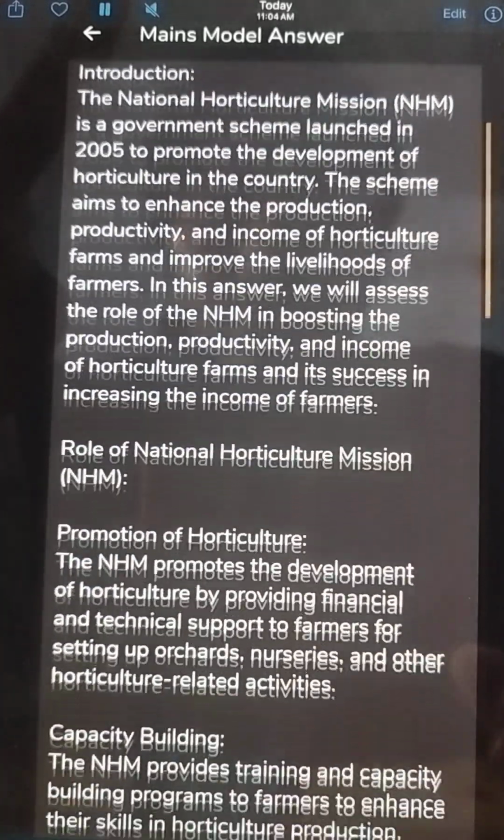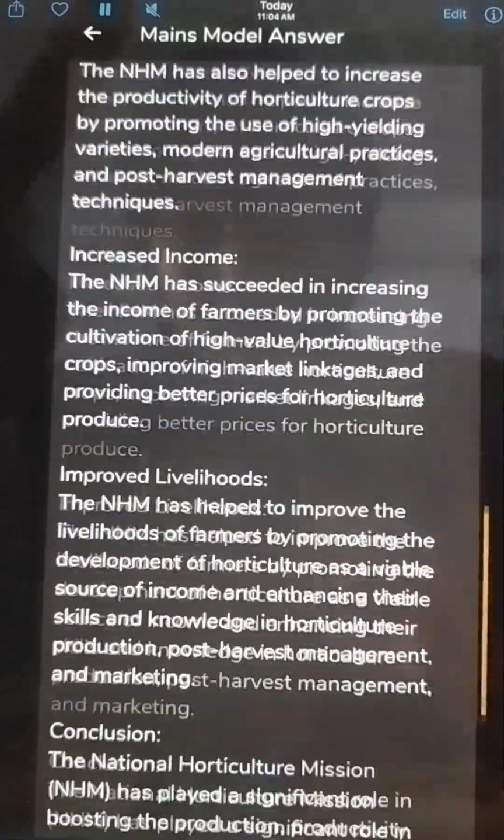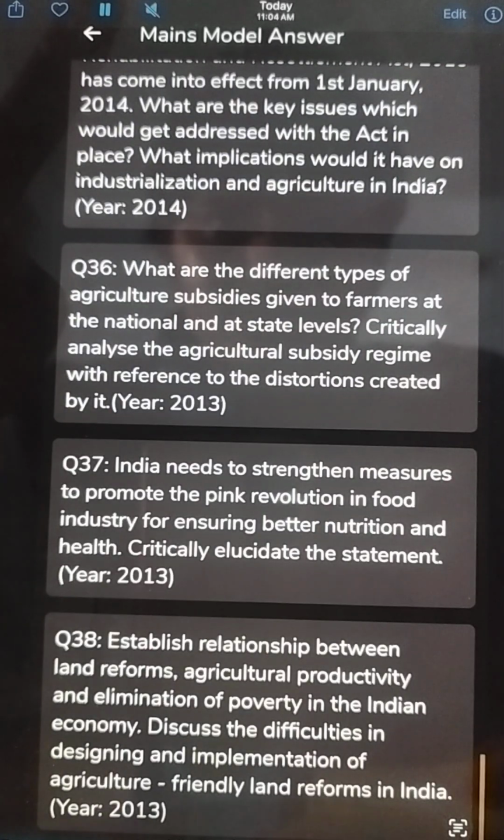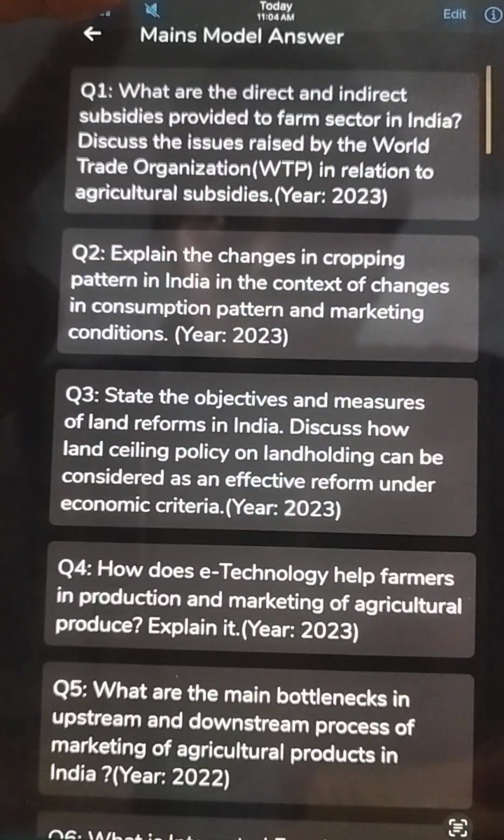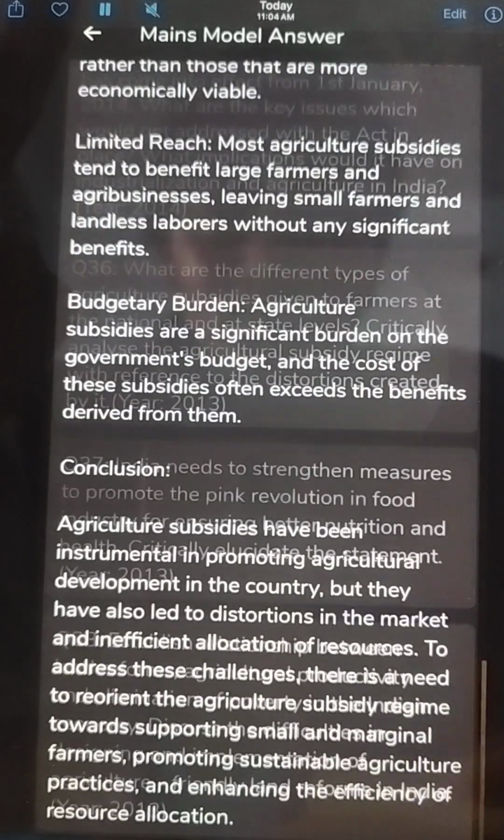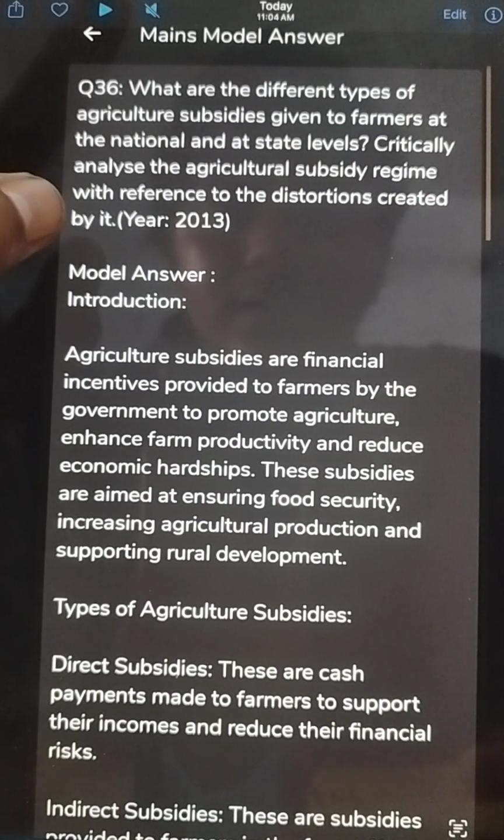Next question. What are the different types of agriculture subsidies given to the farmers at the national and the state levels? Critically analyze the agriculture subsidies regime with reference to the distortions created by it.